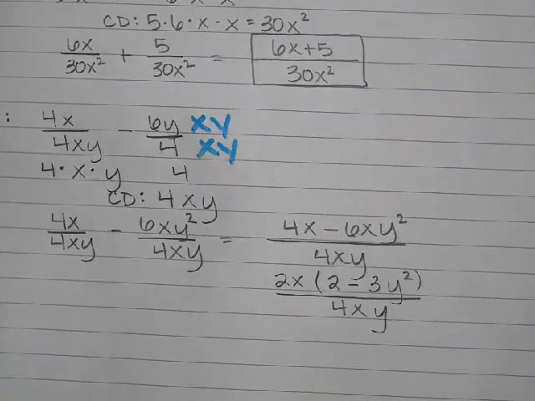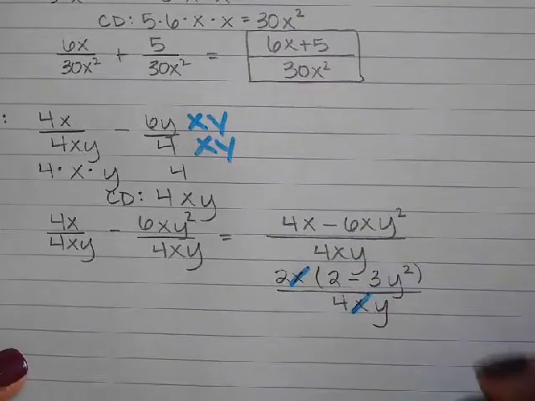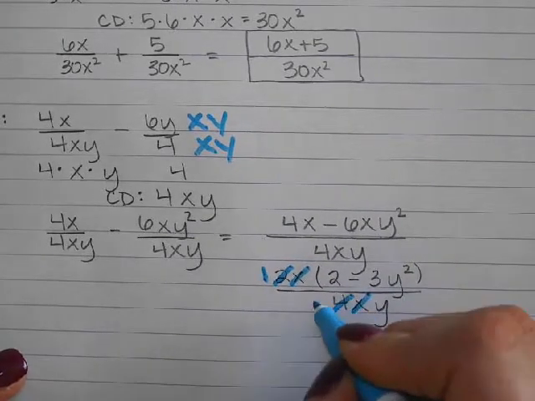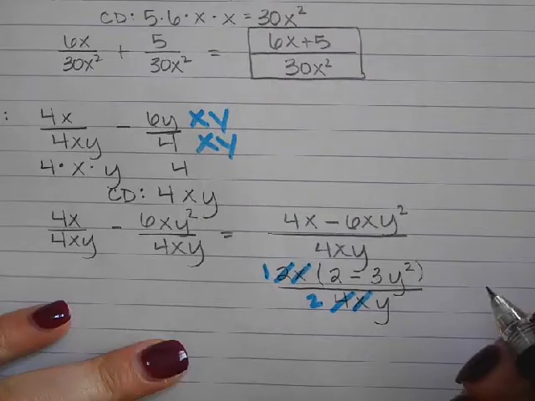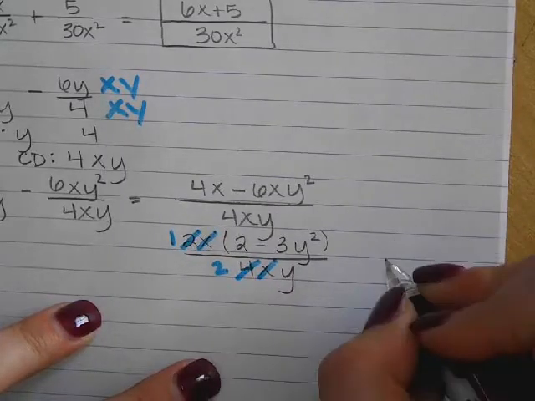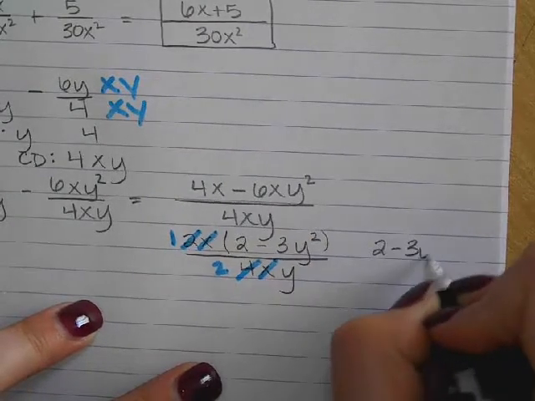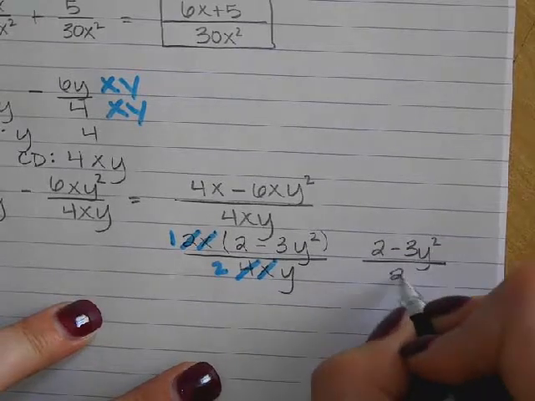And then when I look at that, I can see that the x cancels with that x, and that 2 goes into 2 once, and 2 goes into 4 twice. And so that means that my final simplified answer would be 1 in the front, so I don't really need to write it. So 2 minus 3y squared, and then on the bottom I've got 2y.